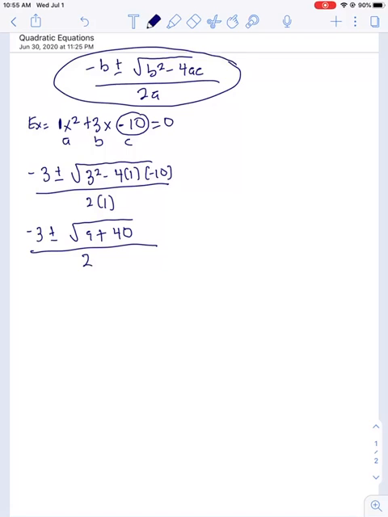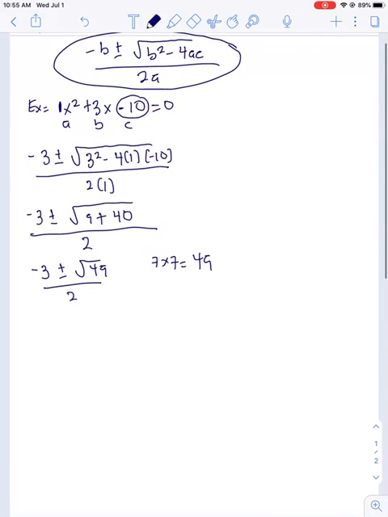At this point, just keep breaking it down. So negative 3 plus or minus the square root of 49, which would be 7, because 7 times 7 gives you 49, all divided by 2. Now let's break it into two individual values. This is how it's going to look. Negative 3 plus the square root of 49, which is 7, so negative 3 plus 7 divided by 2. And then you have negative 3 minus 7 divided by 2.